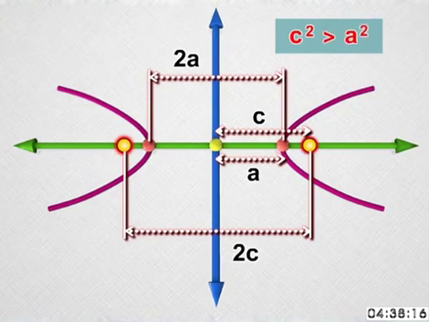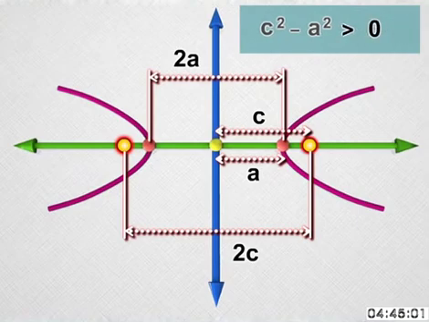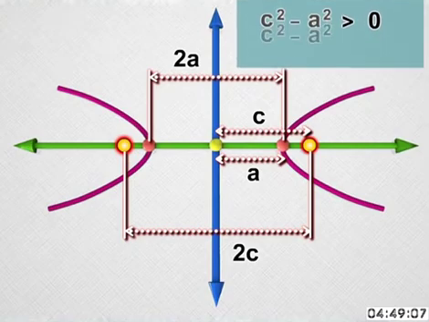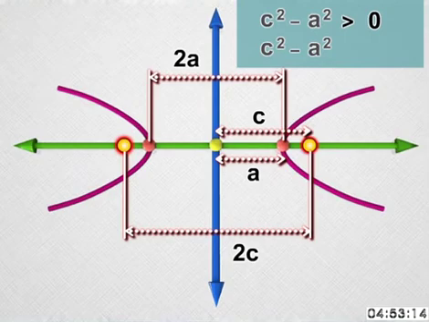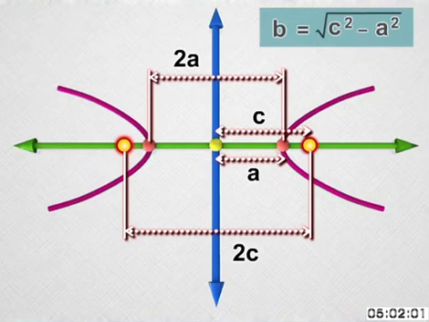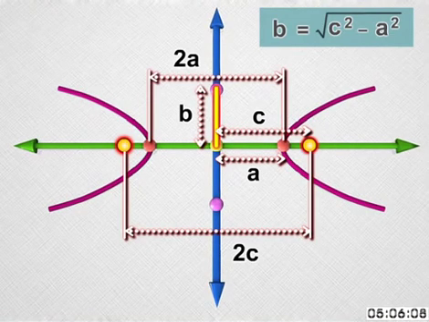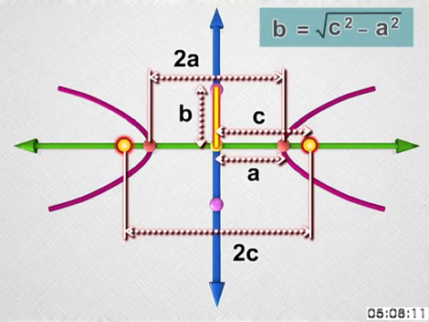Now, subtracting a square from both sides of the inequality, we get c square minus a square is greater than 0. The value c square minus a square is denoted as b square, where b represents the length of one half of the conjugate axis. Thus, the length of the conjugate axis is denoted as 2b, where b is equal to the square root of c square minus a square.